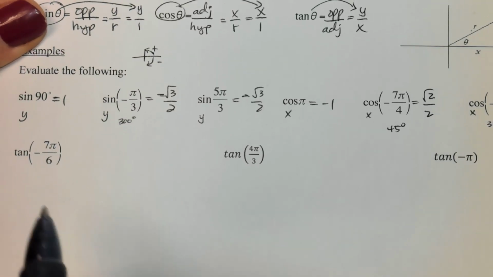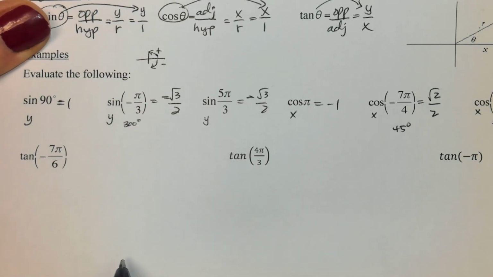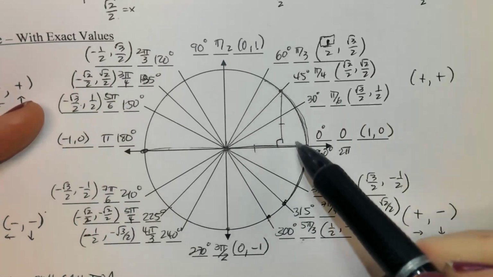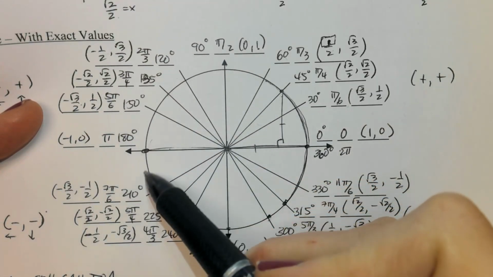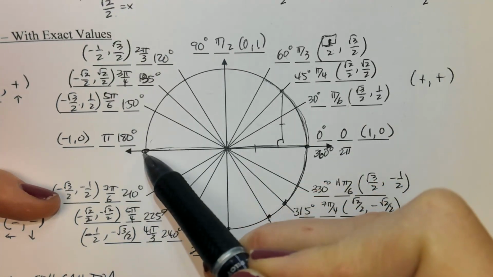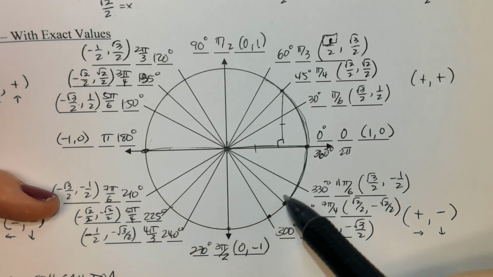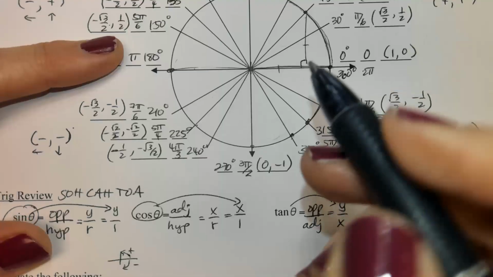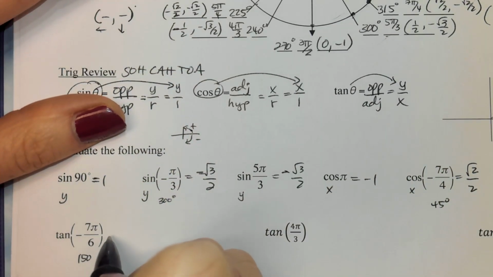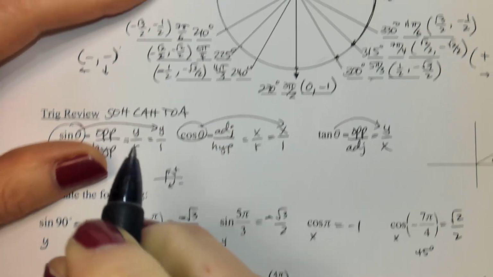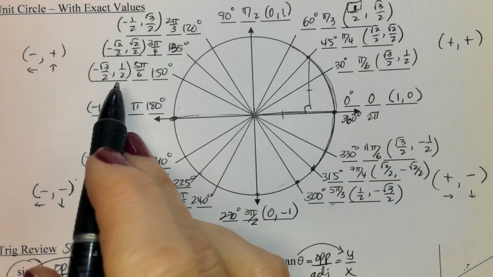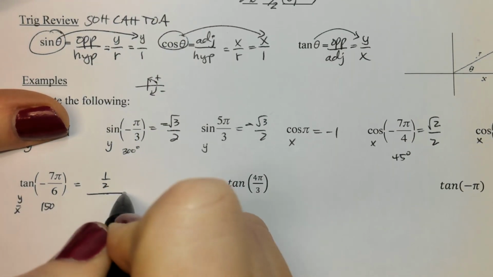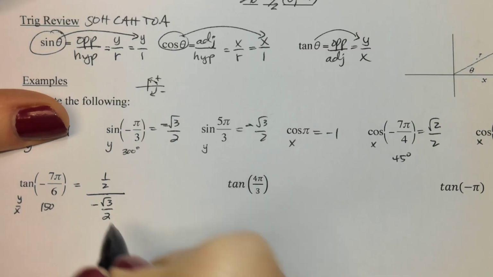Now let's do a couple of tangents, which you can tell take significantly more room here. First up is the tangent of negative 7 pi over 6. So regular 7 pi over 6 is right there. So 180 degrees and one more line. So we're really talking about 150. Now tangent is supposed to be y over x. So I'm just going to take the y value, which is a half, and put it over negative square root of 3 over 2.